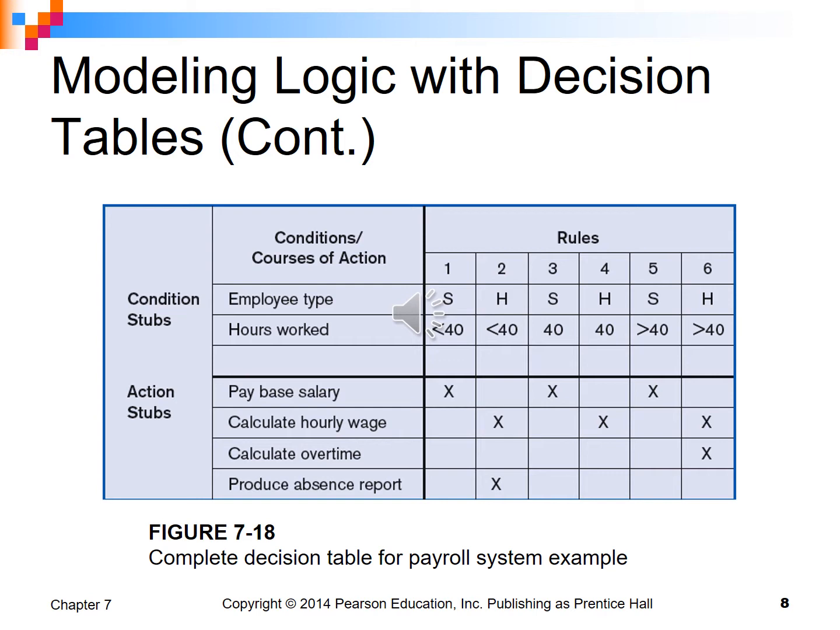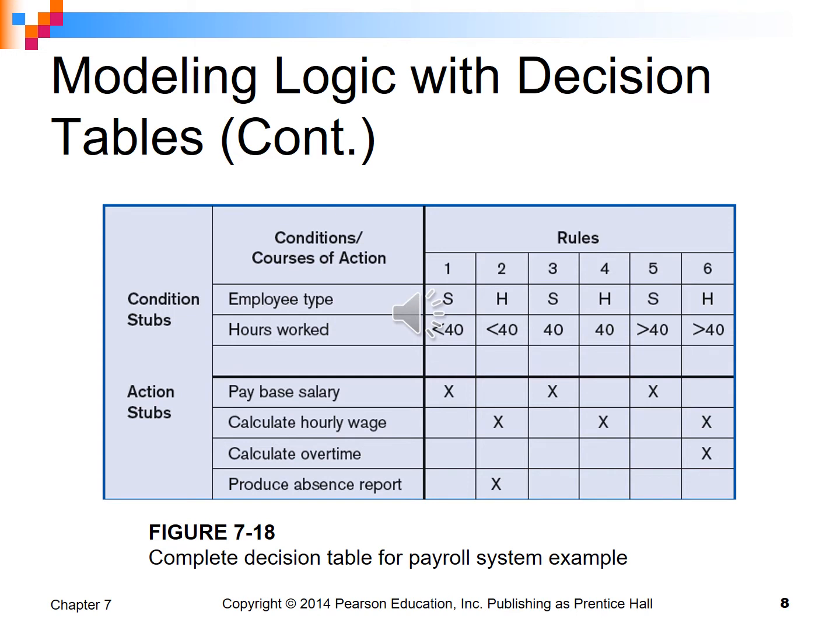employee type is equal to S, then if hours worked is less than 40, then what? In this case, the first rule: if the type is S, salary, and the hours worked are less than 40, what is the action? They pay base salary. If we look at rule 3, again, if it is salary and 40 hours, the only thing they do is pay their salary. And rule 5, again the same thing. If it's salary and greater than 40, they pay him the base salary.